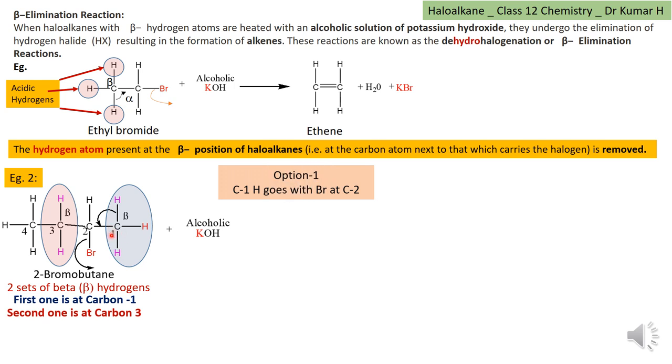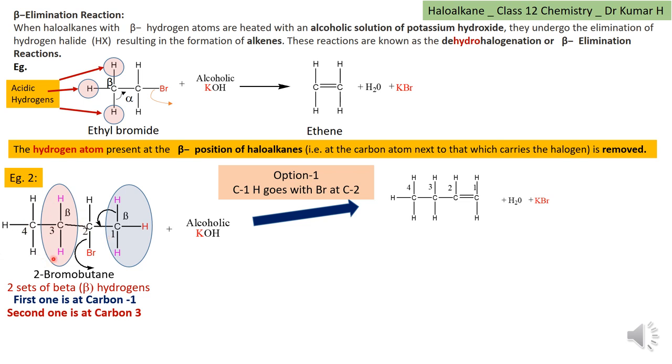Now let us see the first option. The first option is from the first carbon, that is, the beta carbon. This carbon one is the beta carbon. From this, one hydrogen goes out with OH minus to give water. Once it goes out, the bond will migrate between carbon 1 and carbon 2, resulting in 1-butene. So 1-butene is formed due to the elimination of hydrogen from this beta carbon. That is one compound.